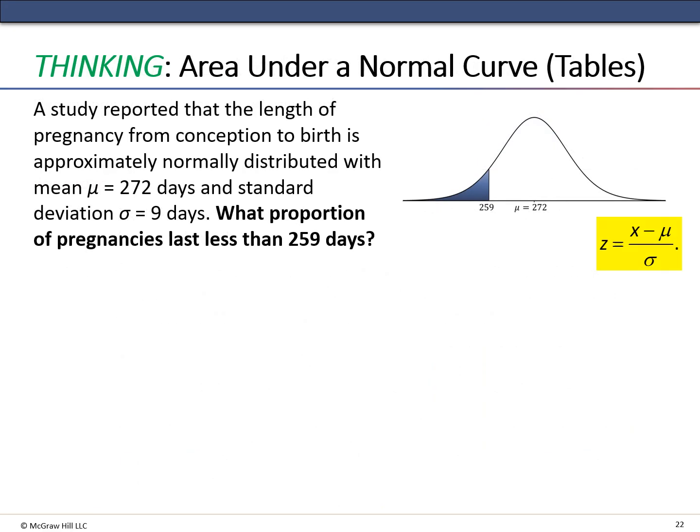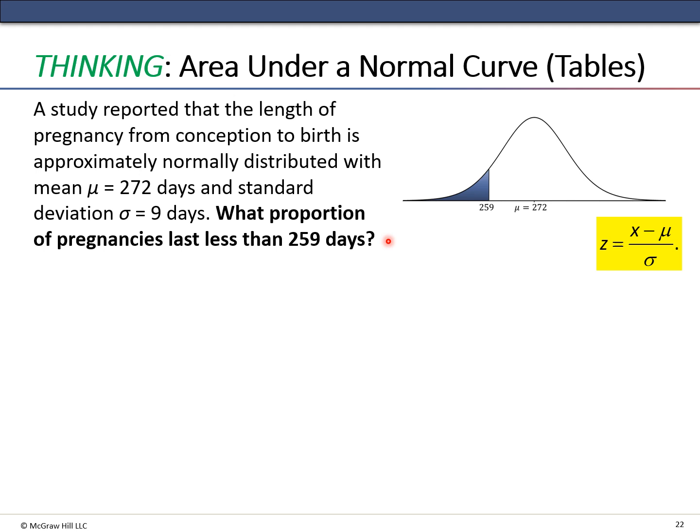So let's see how we can use this a little more, specifically in probability and statistics. A study reported that the length of pregnancy from conception to birth is approximately normally distributed with a mean of 272 days and a standard deviation of 9 days. What proportion of pregnancies last less than 259 days? Again, hit pause and see if you can calculate this and use the table to find that area.